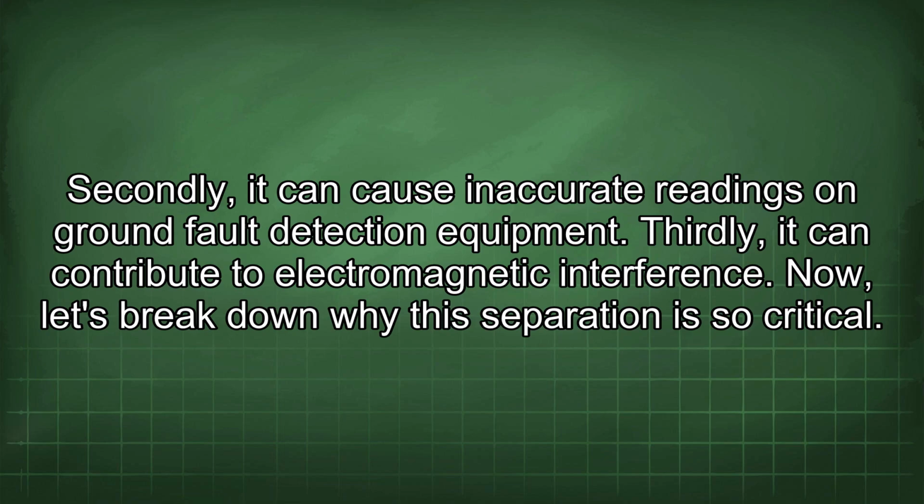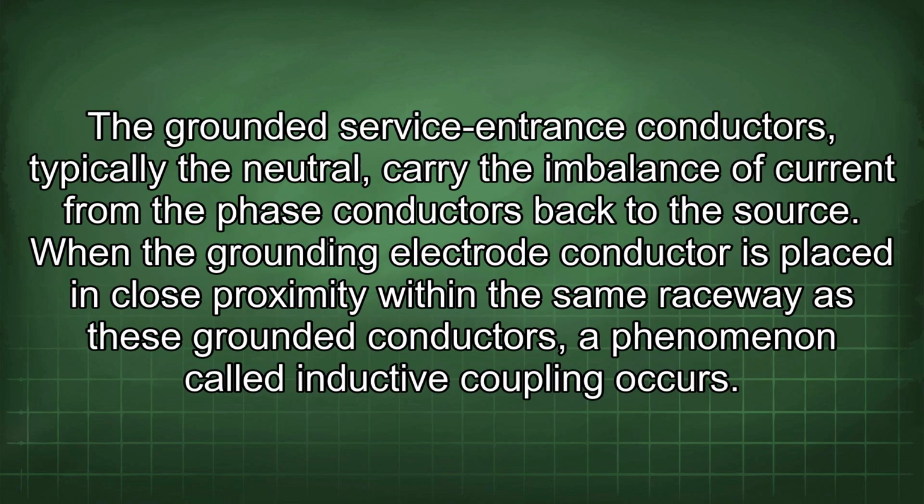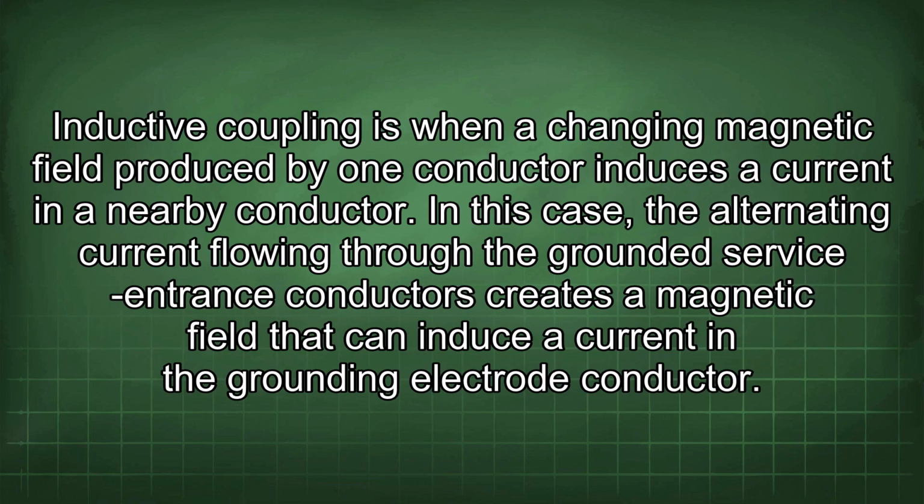Now let's break down why this separation is so critical. The grounded service entrance conductors, typically the neutral, carry the imbalance of current from the phase conductors back to the source. When the grounding electrode conductor is placed in close proximity within the same raceway as these grounded conductors, a phenomenon called inductive coupling occurs. Inductive coupling is when a changing magnetic field produced by one conductor induces a current in a nearby conductor. In this case, the alternating current flowing through the grounded service entrance conductors creates a magnetic field that can induce a current in the grounding electrode conductor.